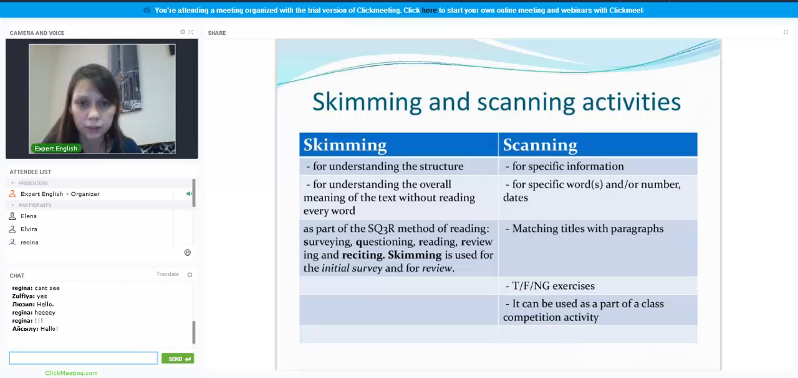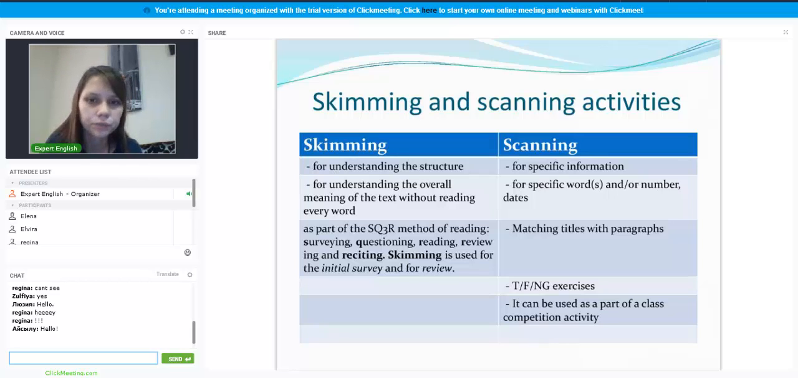And I have to pay attention that we use scanning for texts which are about 800 words, 1,000 words or more. And scanning we use for looking for specific information, for looking for some specific word combinations, constructions, and so on. And for, of course, specific numbers and dates. So we also use scanning for matching titles and paragraphs.